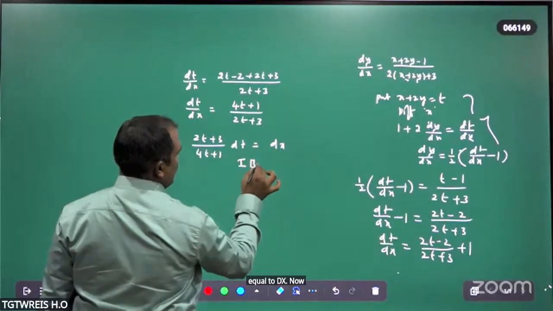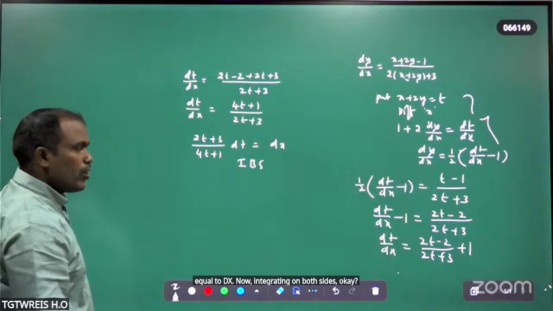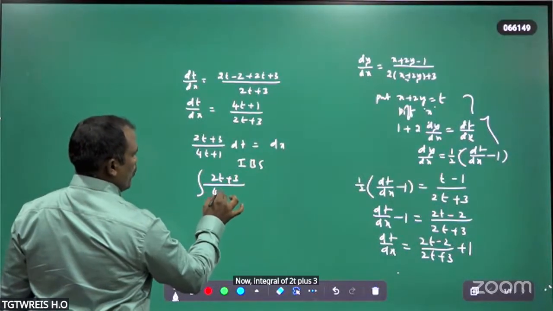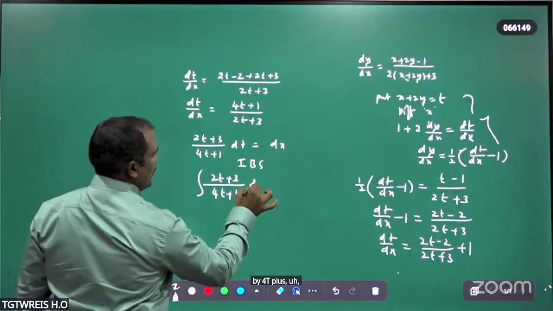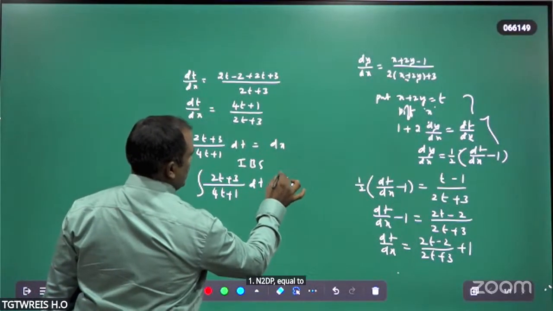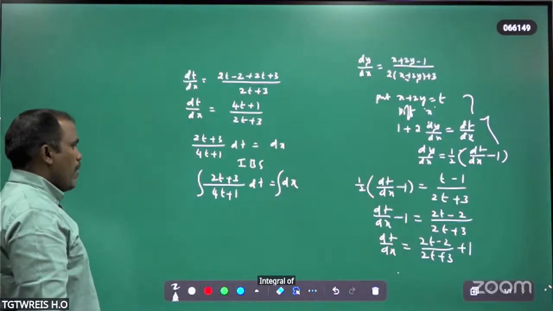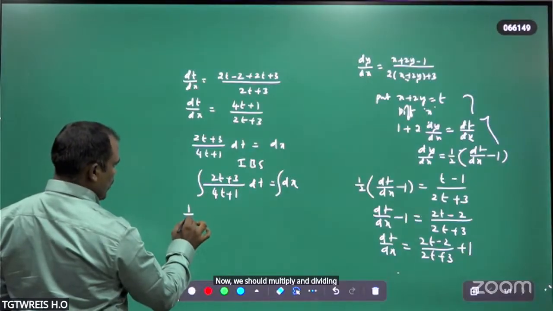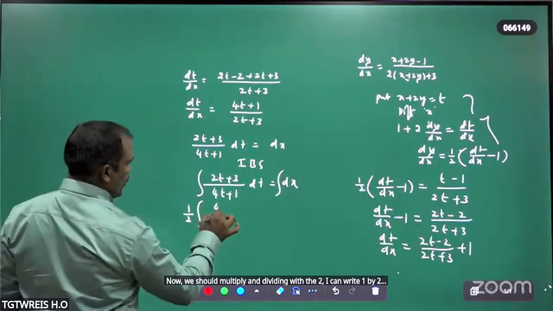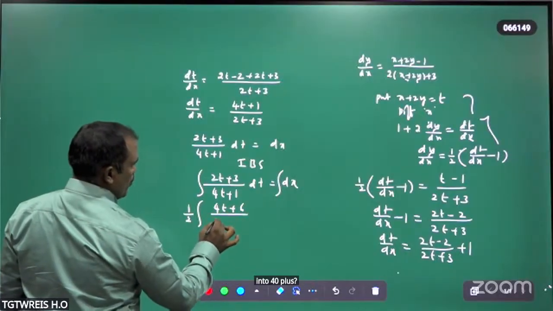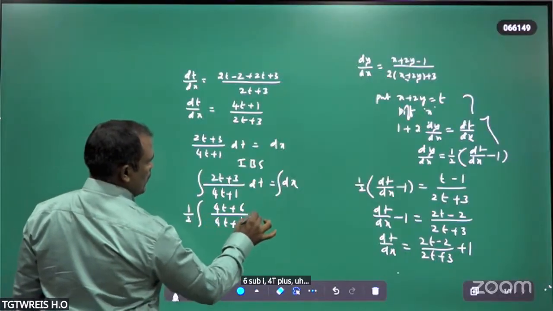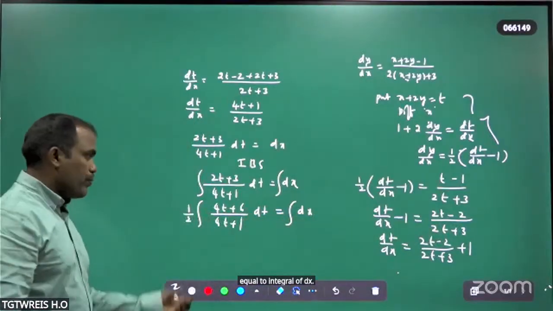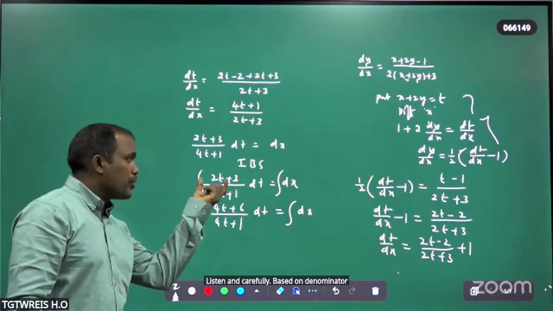Now integrating on both sides. Integral of (2t plus 3) by (4t plus 1) into dt equals integral of dx. Now we should multiply and divide by 2. I can write 1 by 2 into (4t plus 6) by (4t plus 1) into dt equal to integral of dx. Listen carefully. Based on the denominator only, we should modify the numerator.